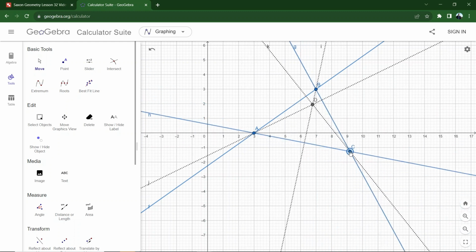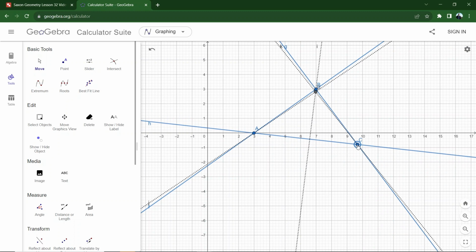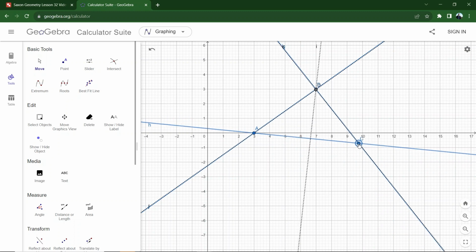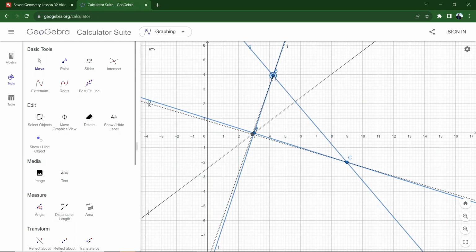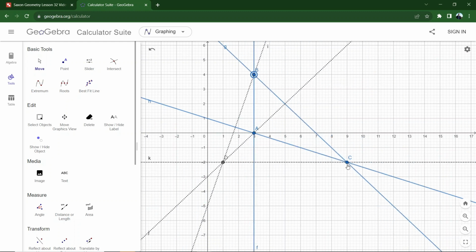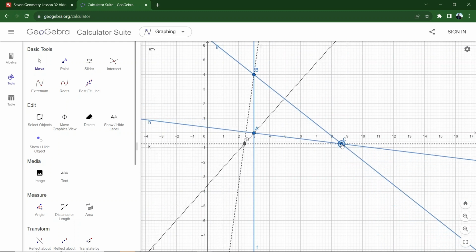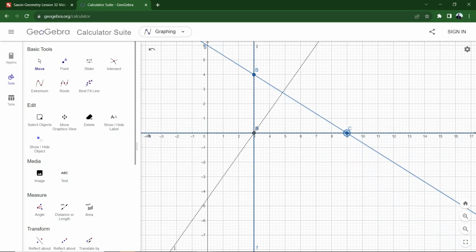Now what happens if I make this a right triangle? Where does the orthocenter go? Notice that the orthocenter moves to the vertex of my right angle in a right triangle. So here I have a right triangle. Let me just make this a little more obvious here. So we'll make a right triangle that's oriented on the coordinate plane like we're used to seeing. And just notice what's happening.